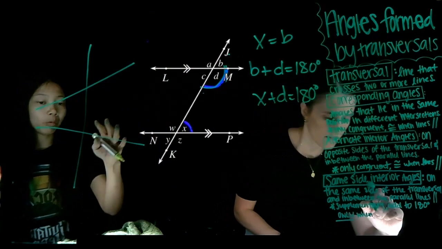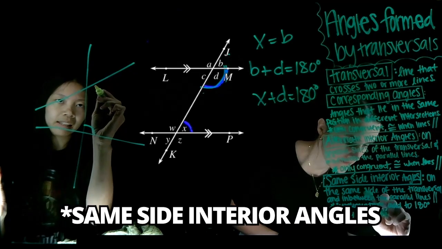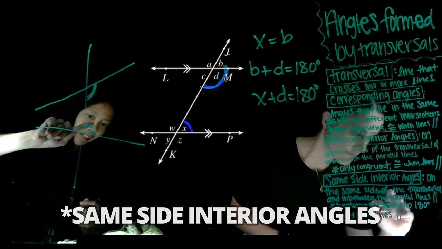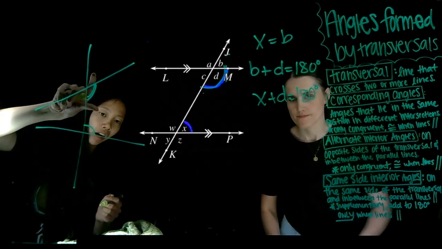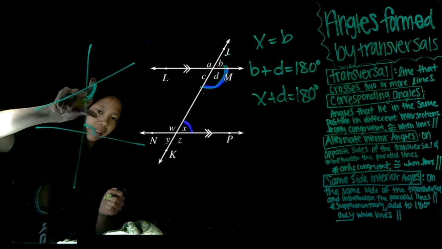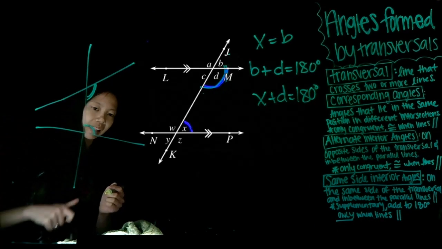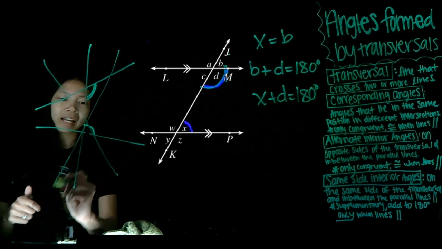If we had lines that weren't parallel, we cannot say that these alternate interior angles are supplementary because this and this, they are corresponding, but they are not congruent since the lines aren't parallel. So we cannot say that they add up to 180 degrees when the lines are not parallel.